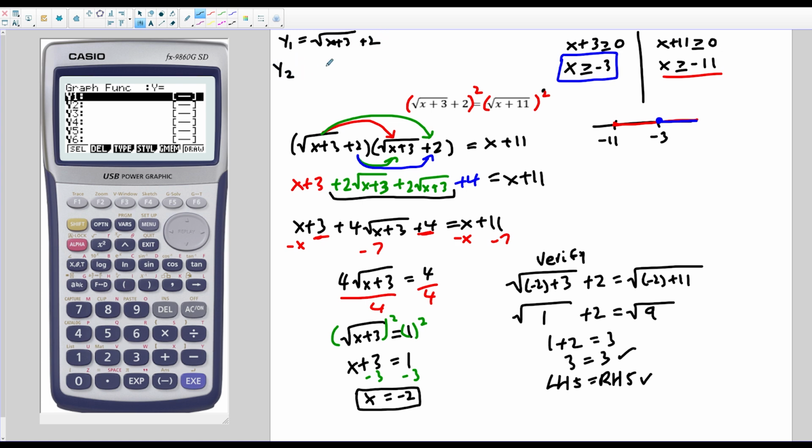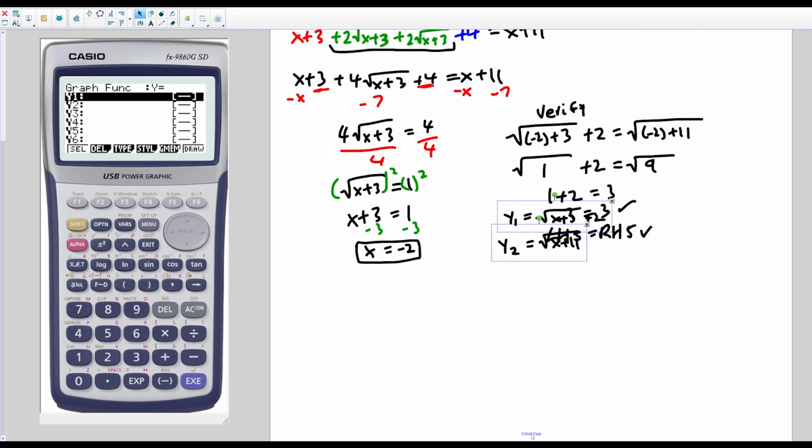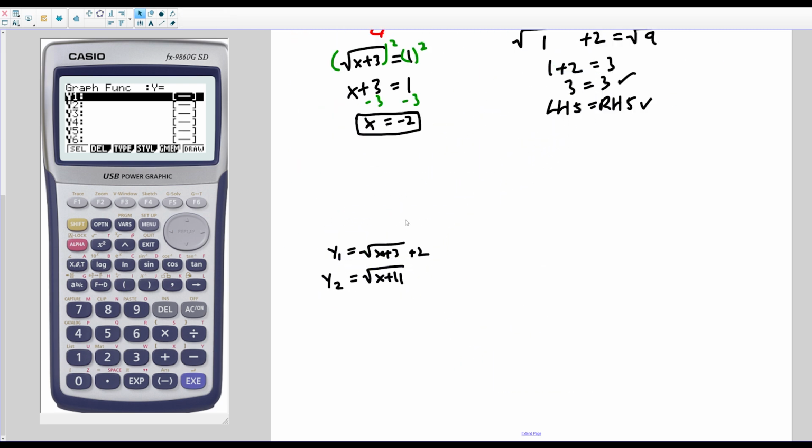So y1 is equal to that. y2 is equal to the square root of x plus 11. And maybe I'll put this in a different section. Let's go ahead and drag this all the way down. So, and we'll call this bonus. So bonus, verify with calculator.